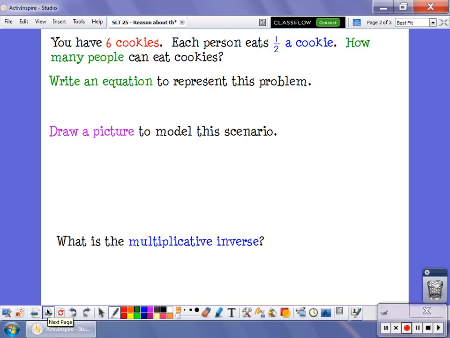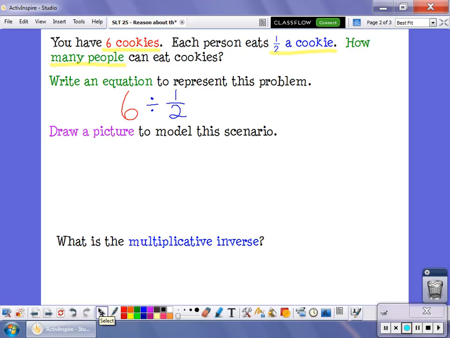Now what we're going to do is a couple of situations where I can show you when you divide fractions, it's like multiplying by the multiplicative inverse. So let's look at this word problem. We have 6 cookies, and each person gets half a cookie. I'm trying to figure out how many people can eat cookies. So if I want to start with an equation here, I know that I'm starting with 6 cookies, and I want to divide each cookie in half because each person is going to get half a cookie. So what I'm thinking about is 6 divided by 1/2.